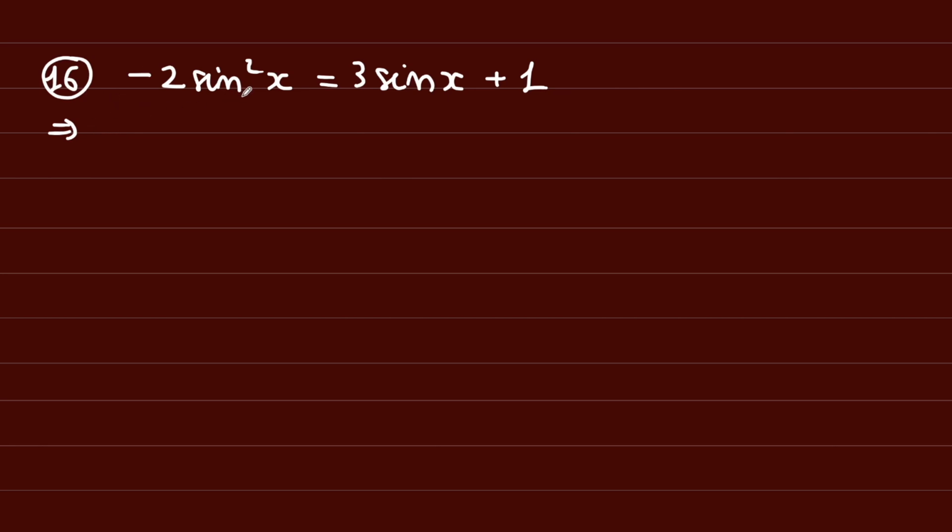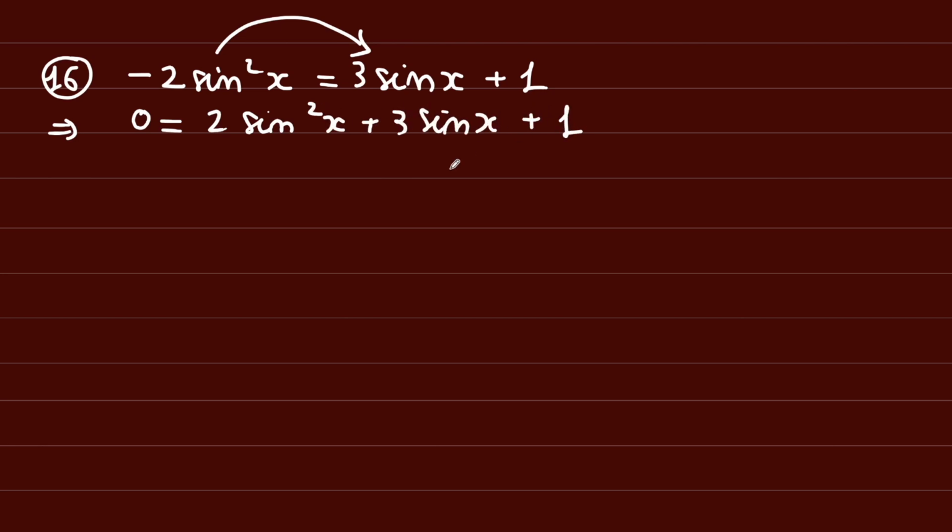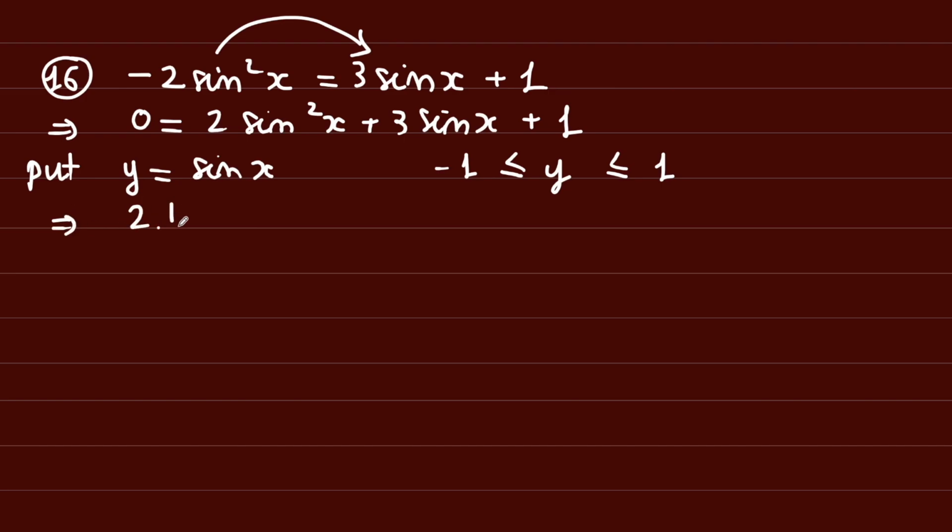So I need to, using the transposing method, move this one to the right hand side. And after moving, you get 2 sin squared h plus 3 sin h plus 1 here. And then I can put the value of y equal to sin h. And of course the value for y has to be in the domain of the sine h function. This means minus 1 less than or equal to y less than or equal to 1. And after you substitute y equal to sin h, you get the new form of this equation in terms of y squared.